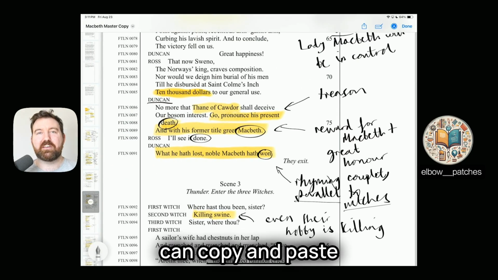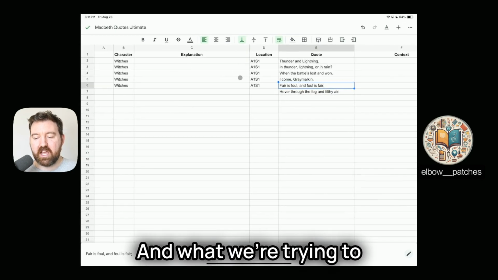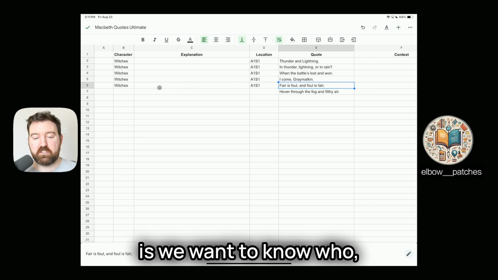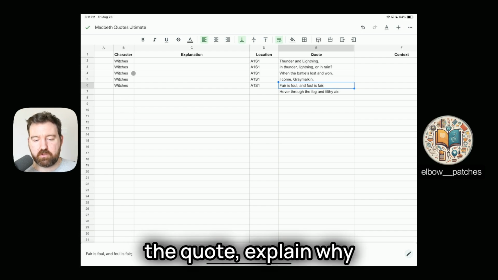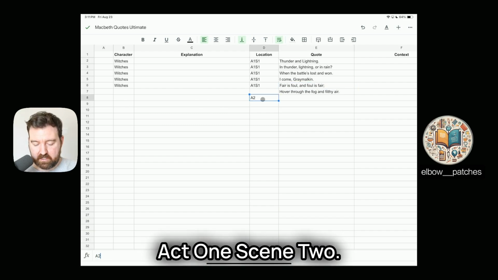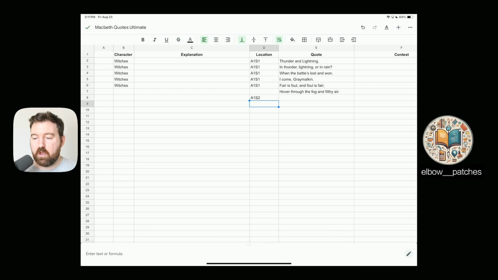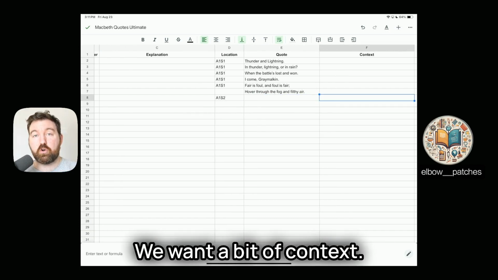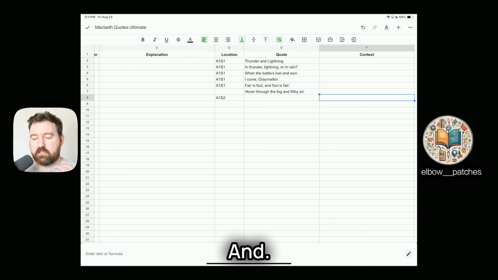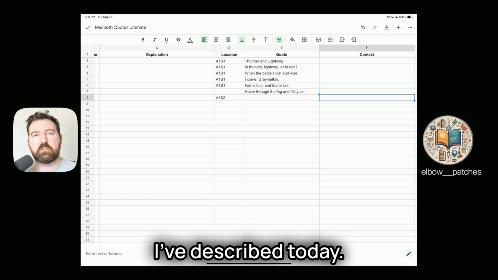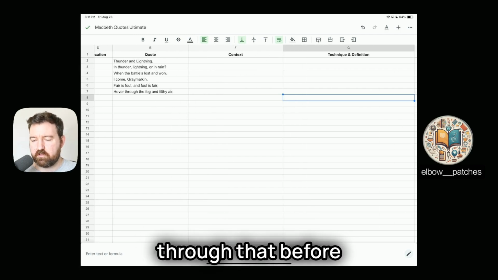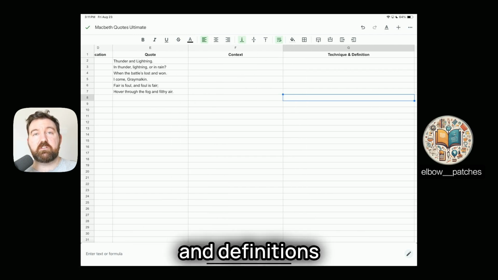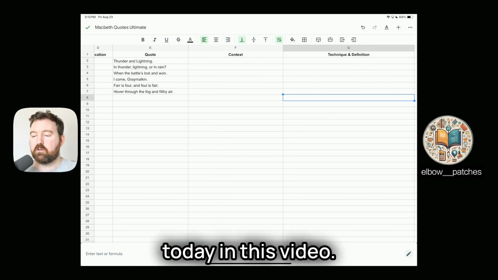But in a nutshell, I can copy and paste quotes into this table. And what we're trying to do with all of our notes is we want to know which character spoke the quote, explain why the quote's important, the location, in this case it would be Act 1, Scene 2. We have the quote there that I can normally copy and paste. I don't know why it's not letting me. We want a bit of context, and there's context for all of the quotes that I've described today. I might briefly go through that before I end the video. We want the techniques and definitions for the quotes. I think I've given you a lot of that today in this video.